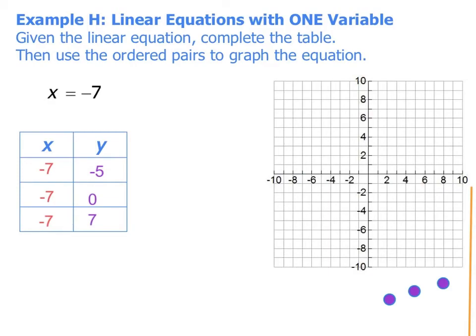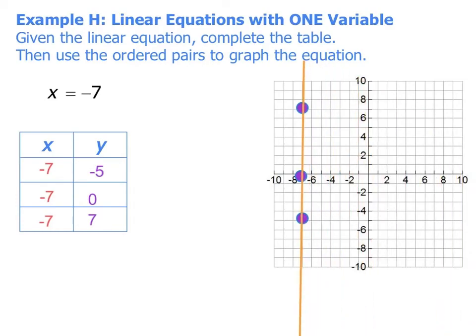So let's see, again, does this make a line in our linear equation? So I've got going over to negative 7, down to negative 5. Again, I'm going to go over to negative 7 and stop at 0, and over to negative 7 and up to 7. So again, I've made a line for my linear equation. It's just that this line is going to be vertical because every single point along that line is going to be x equals negative 7.